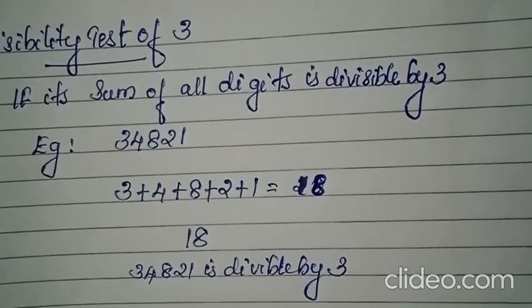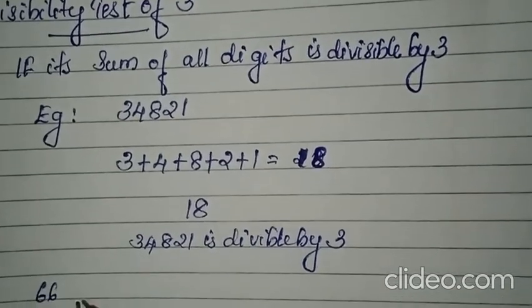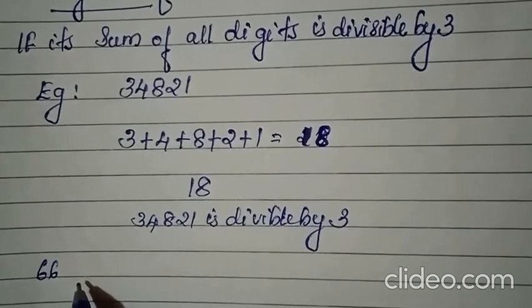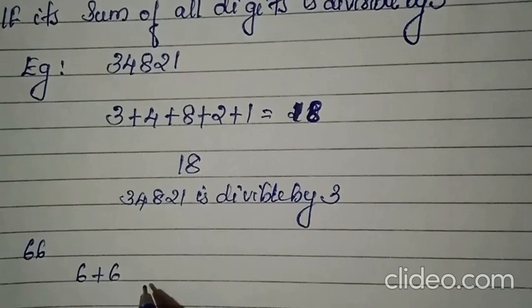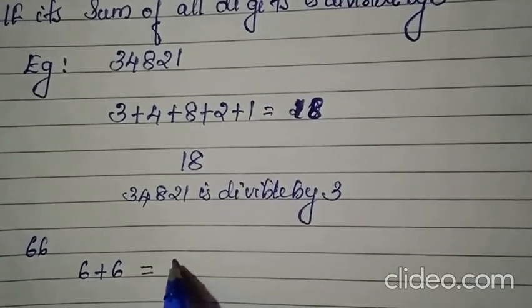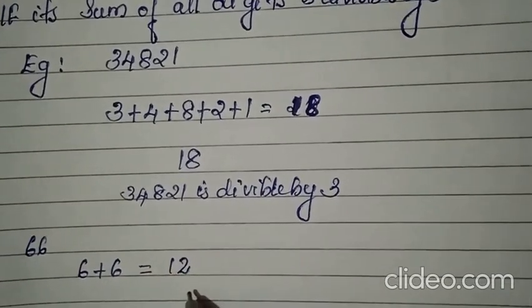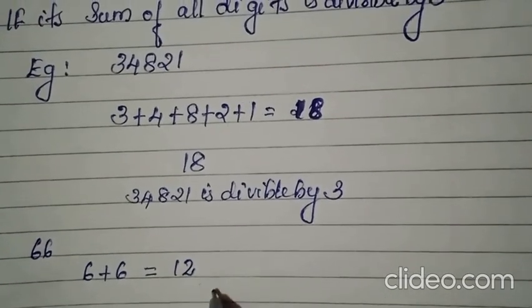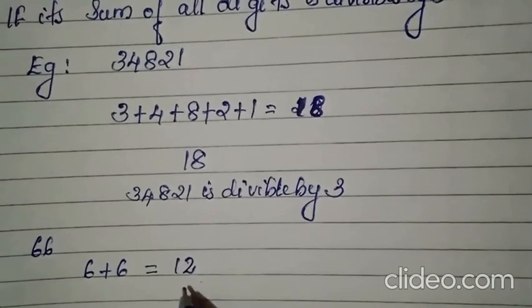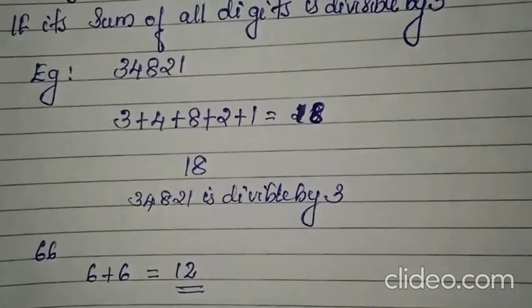We will write one more example. 66. This number is divisible by 3. Let us check the sum of the digits. That means 6 plus 6, which is 12. 12 is in which table? The table of 3. So 12 is divisible by 3. So understood. Let us do another example.